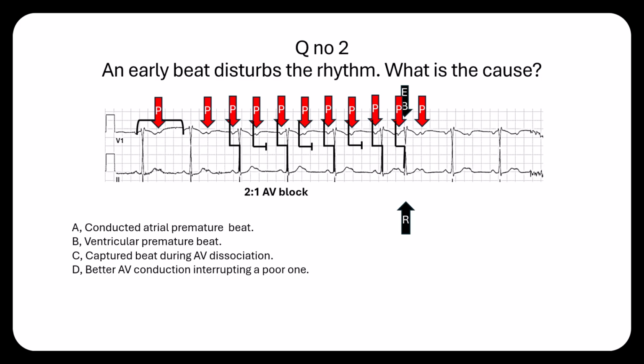Early beat is due to conduction of 2 consecutive P waves during 2 to 1 AV block, followed by a blocked P wave. During 2 to 1 AV block, conduction of 2 P waves and a 3 to 2 AV block is better AV conduction, interrupting a poor one. Option D is the correct answer.